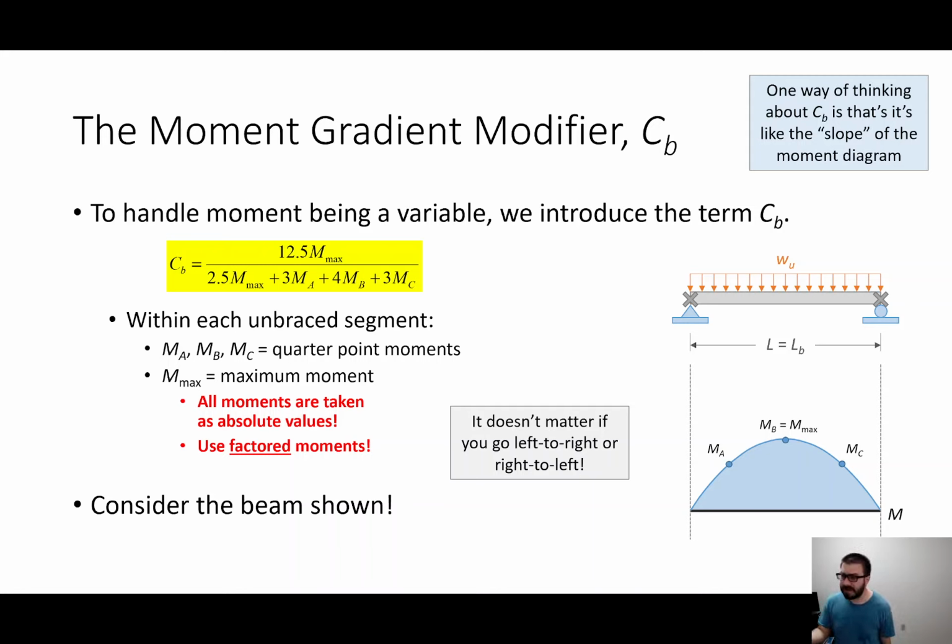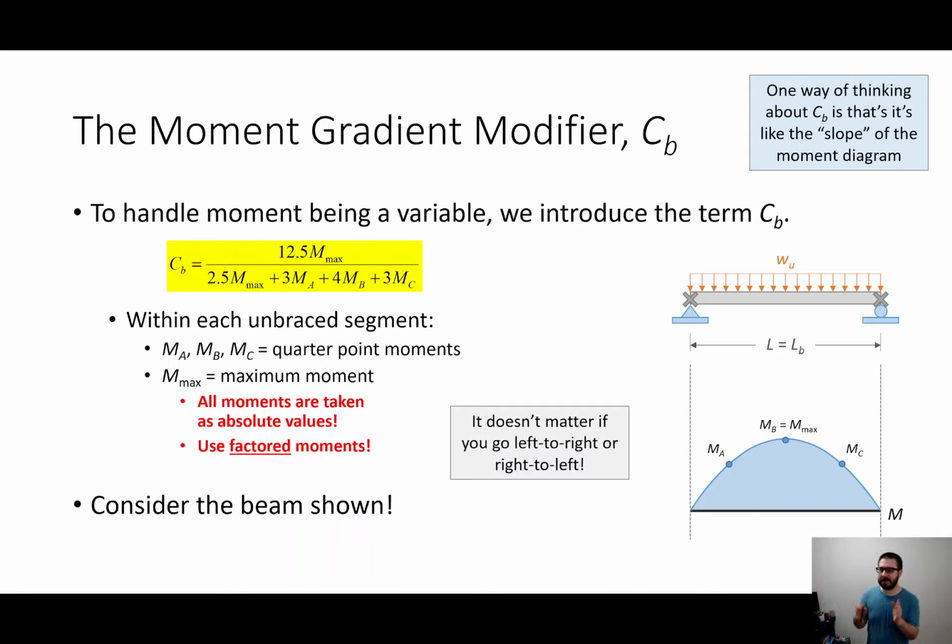Okay, so the way that C_b works is you take a beam and you split it up into a series of unbraced segments. If we're looking at this beam on the slide, this beam only has one unbraced segment from brace to brace. And for each of those unbraced segments, there's going to be a C_b. So if it was an 80-foot beam and there were braces every 20 feet, there'd be 4 C_b values. One for this segment, one for this segment, one for this segment, one for this segment.